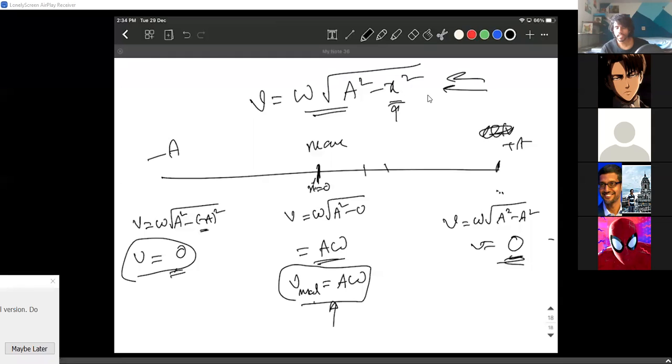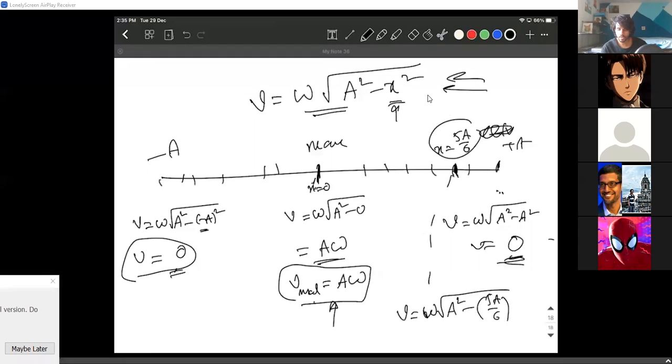And at any point, you can find its speed. If I give you the x value, x equals some 5a by 6, let us say, and I want the speed at this point, I simply put it in the equation: v equals omega root over a square minus 5a by 6 whole square. Find the value.